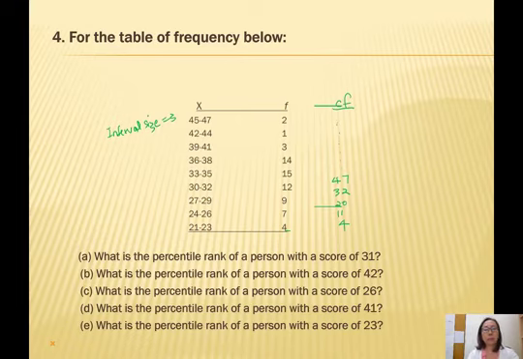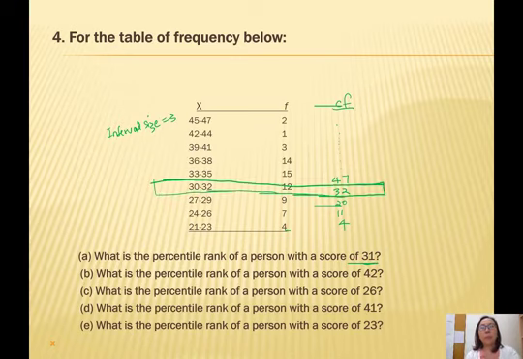So now we're ready to calculate the percentile rank. The first one is the score of 31. The first thing you want to do is look for that number, 31. It's right in here. So that's the interval that I'm going to box in. According to the formula, I need the frequency within, the CF below, and then the actual score, which is 31.